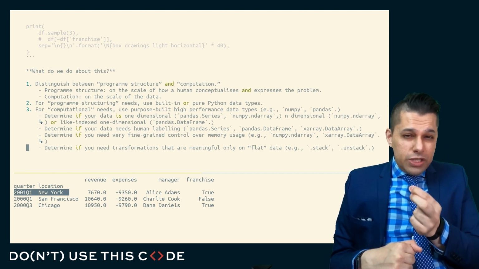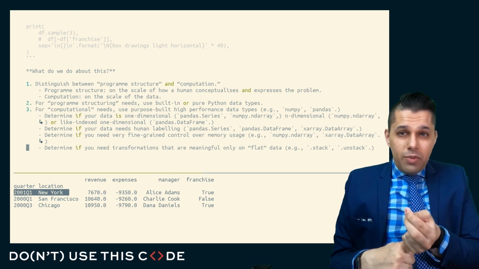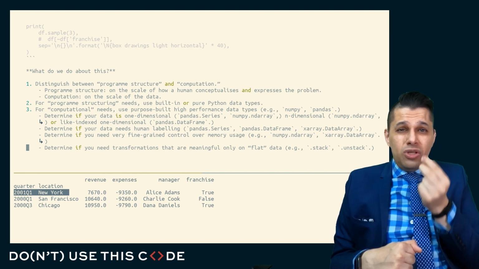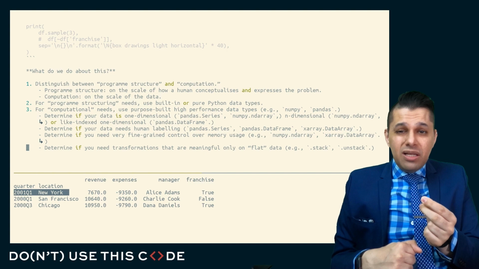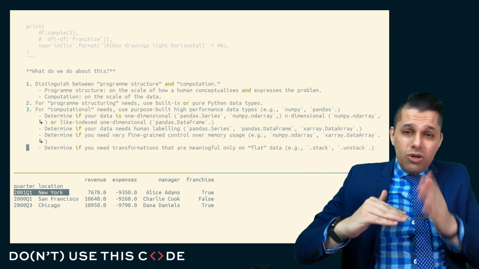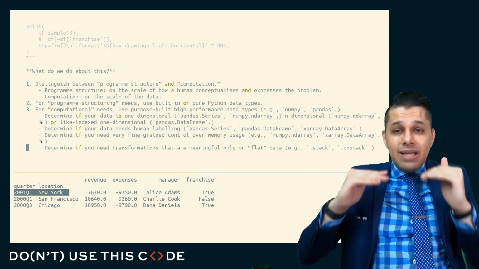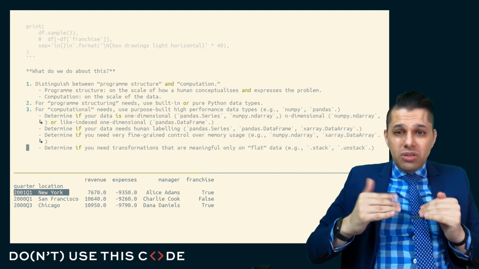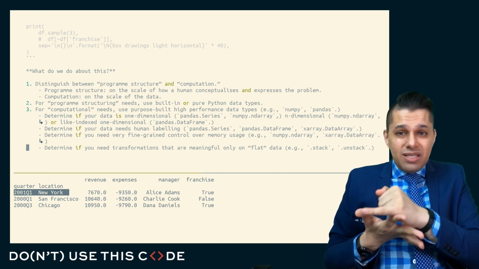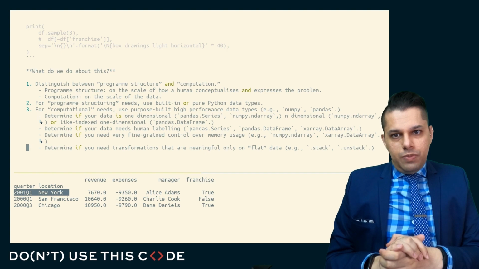And if the transformations that you're going to perform are only meaningful on what you might call flat data, typically data that has more rows than it has columns, data that is not two-dimensional but like indexed one-dimensional, things like melts, pivots, stacks, and unstacks, well, then you want to use Pandas.